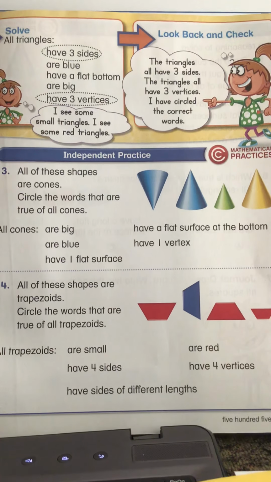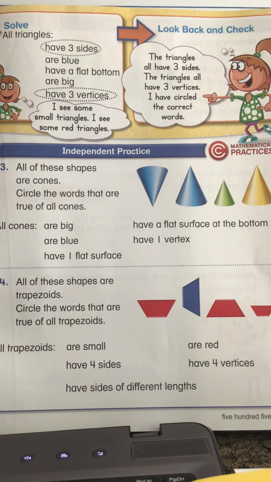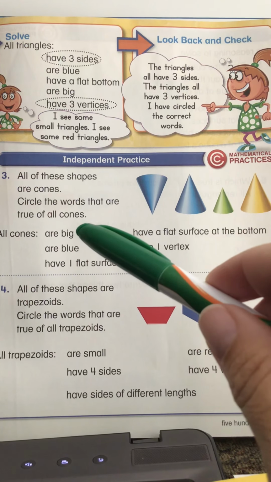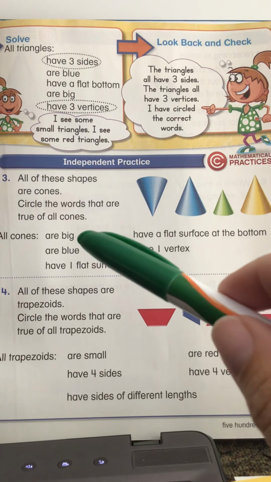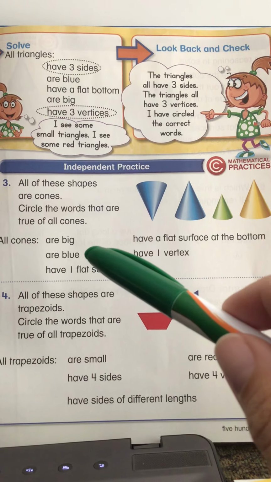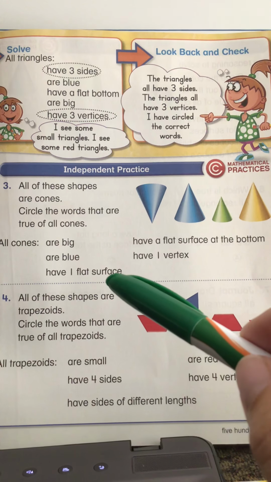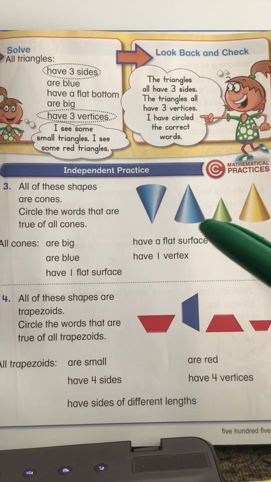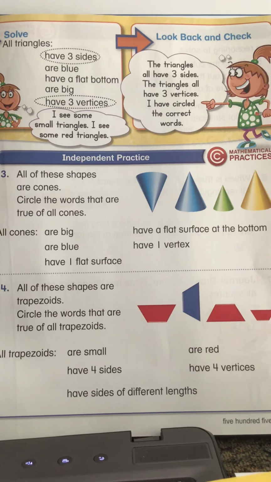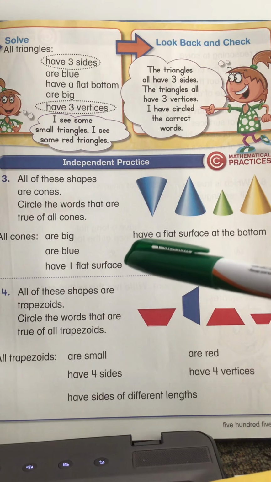All of these shapes are cones. Circle the words that are true of all cones. All cones are big. Nope, they're not all big. We can't circle it. All cones are blue. No, they're not always blue. All cones have one flat surface. Flat, flat, flat, flat. Yes, that is something that all cones have. We are circling, have one flat surface.